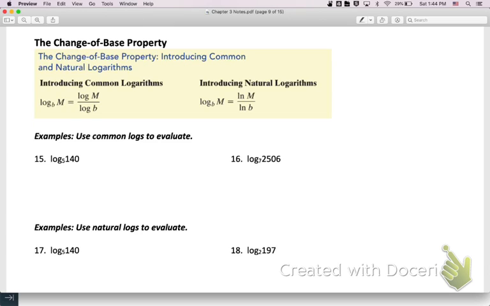So the idea is this. If I have the log base b of m, I can change that to a common log by the log of m divided by the log of b. Or I could change it to a natural log of m divided by natural log of b.